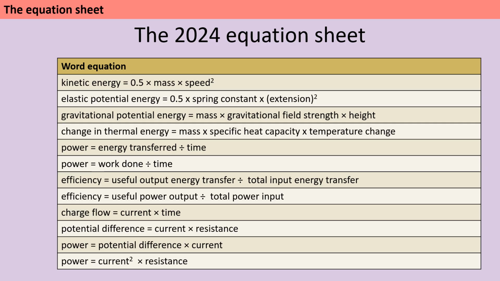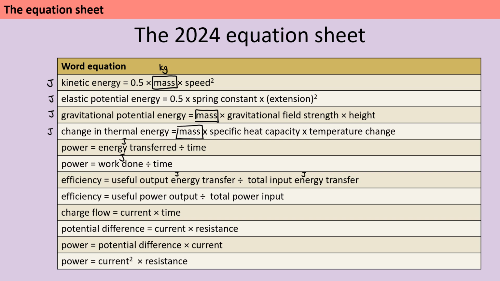You should know that all forms of energy are measured in joules, and that includes work done, which is just another type of energy. And then mass needs to be measured in kilograms, and this is one of the most likely quantities to be given to you in a different unit. It's very likely that the exam board would give it to you in grams, and then you need to convert to kilograms by dividing by 1,000.